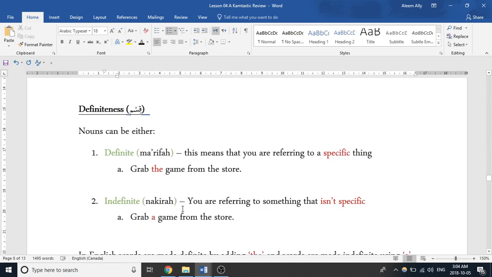So first off, let's start with definiteness. Nouns can be either definite, ma'rifa, or indefinite, nakira. Definite means that you're speaking about a specific thing. If I said, grab the game from the store, that means you're talking about a specific game. You know which one I'm speaking about, the game, right? As opposed to if I said, grab a game from the store. That's not specific. It could be any game that I want you to grab. It's up to you. Usually in English, something is made definite by adding the article the. It specifies it, zooms in on something specific. And something is kept indefinite by using the article a.